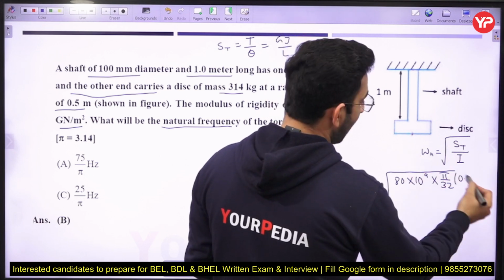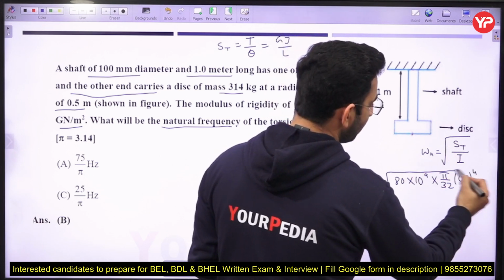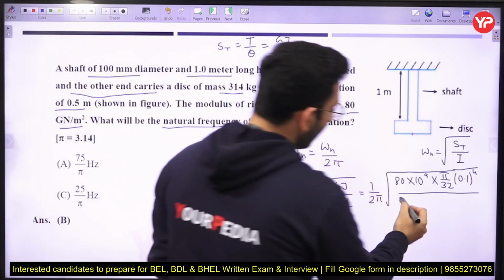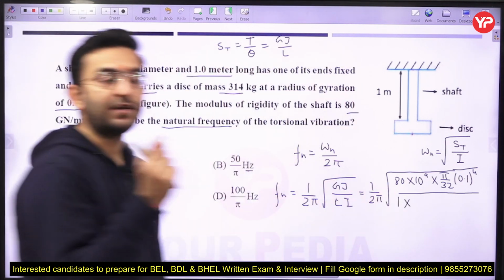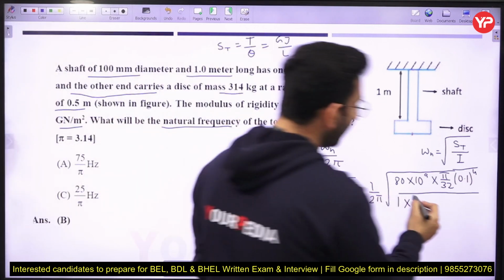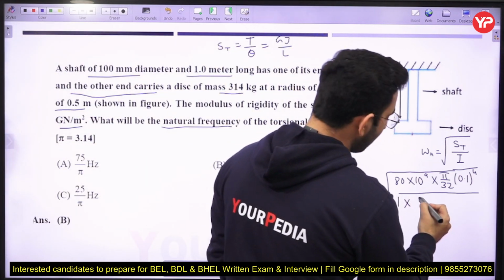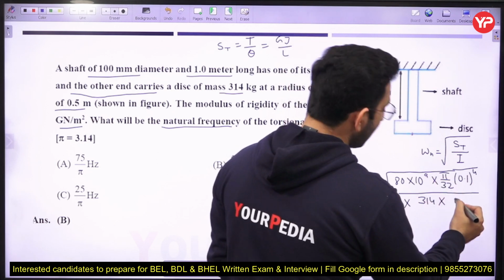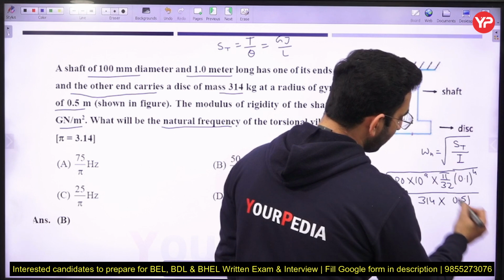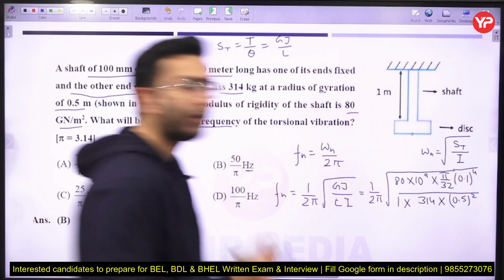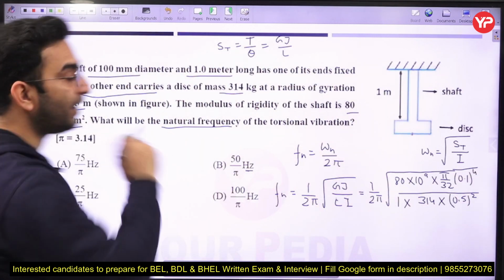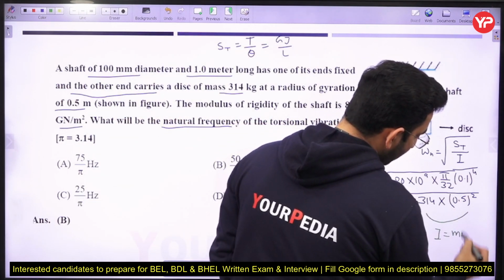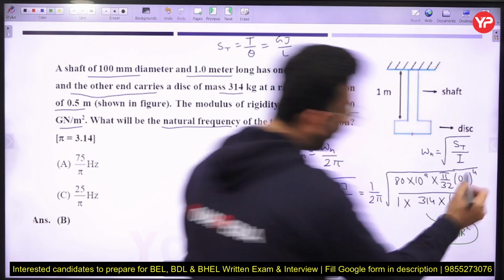So the diameter value is 0.1, and correspondingly the length is given to you as 1 meter, and I is basically representing the mass moment of inertia, which has the formula m r square. So mass is given to you as 314 multiplied by r square, where r is 0.5 square. Okay, because the mass moment of inertia has a formula in terms of radius of gyration as m r square. That will be the formula of the moment of inertia here.